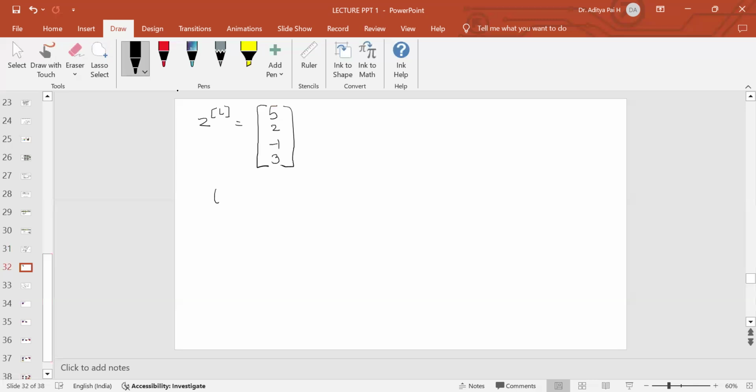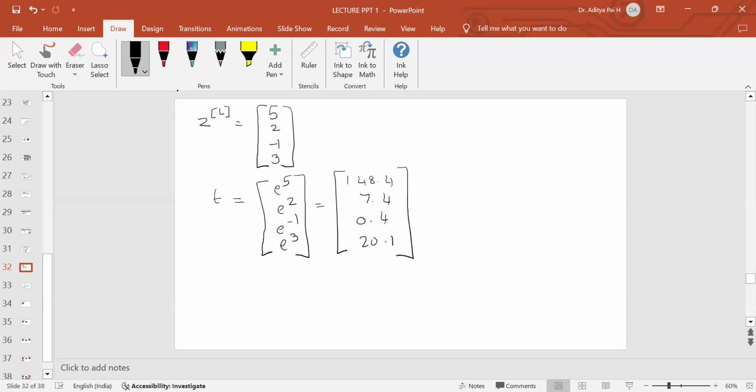When we apply the activation function to it, this becomes e to the power of 5, e to the power of 2, e to the power of -1, and e to the power of 3. Calculate it yourself in the calculator, and you'll get the values 148.4, 7.4, 0.4, and 20.1. Now add all of these together. This is the summation over j equal to 1 to 4 of T of j, which is 176.3.